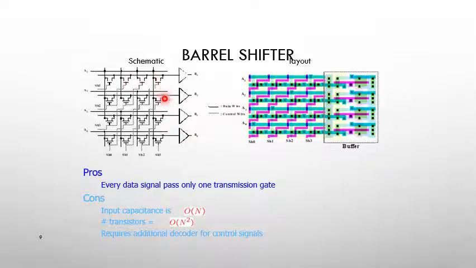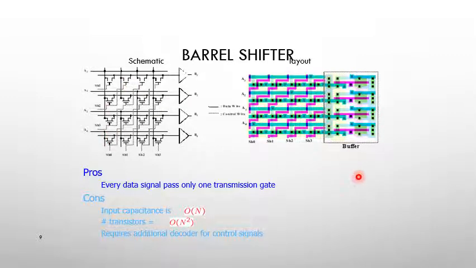Every data signal passes through only one transmission gate. One transmission gate is used to pass each signal, so n transmission gates are required to pass the n signals. After that we have the logarithmic process, and here each and every data bit is connected like that. We have the layout diagram here.